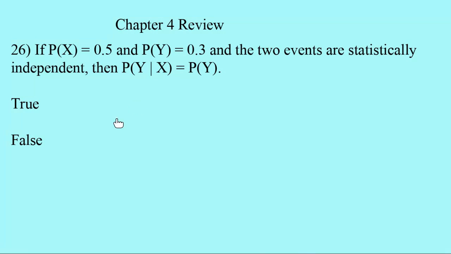Next question. No, it's not. It's revision, not elimination. So if the probability of X equals 0.5 and the probability of Y equals 0.3, and the two events are statistically independent, then the probability of Y given X equals the probability of Y. Is this true or false?